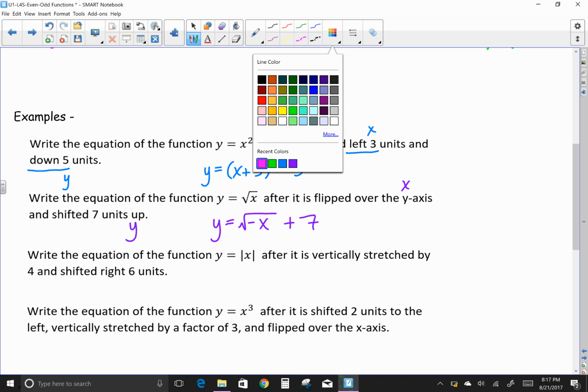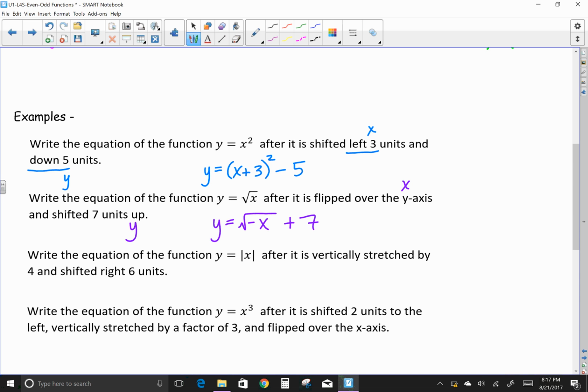All right, let's look at this next one. Write the equation of the function y equals the absolute value of x after it is vertically stretched by a factor of 4. Y equals, a vertical stretch is outside. Oh, and shifted right 2. This vertical stretch is the y, but shifted to the right is the x. So I have to go back in here, and to the right, it does the opposite of what it looks like. So that's what we're going to have.